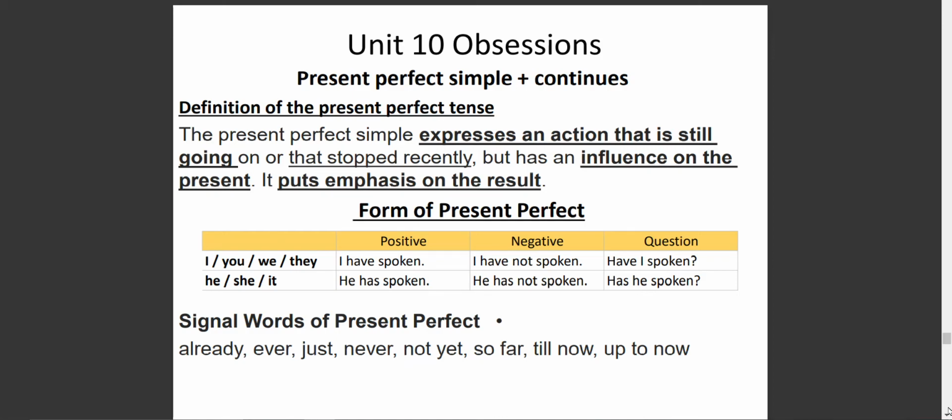Form of the present perfect. We have two very important points here. First point is the definition of the present perfect tense, this is number 1, and number 2 is the form of the present perfect.